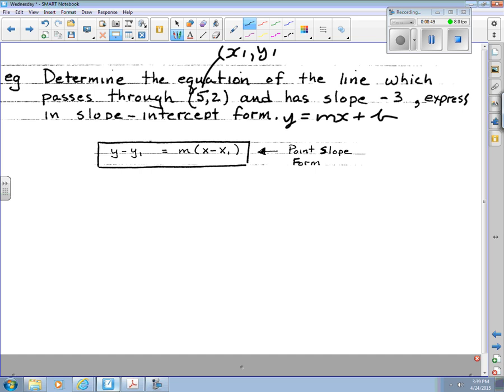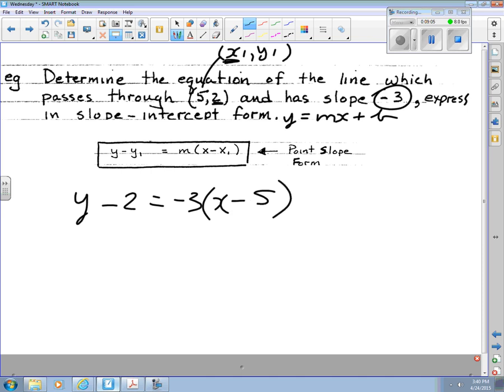So I go y minus, the y1 value is 2, equals my slope, which is -3, and then my x value I don't know, but my x1 value is 5. And I want this in this form, so all I have to do is move the -2 to the other side, eliminate the bracket, and collect like terms. So y would equal -3x plus 15 plus 2 is plus 17.